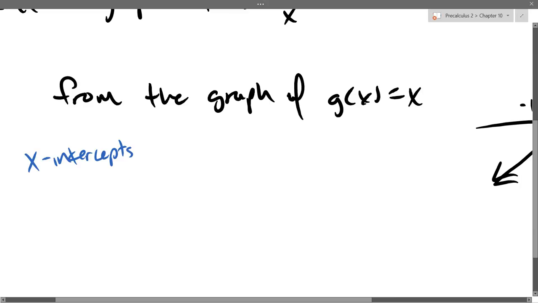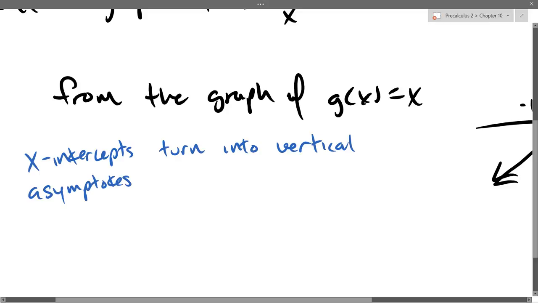So x-intercepts turn into vertical asymptotes when reciprocated.